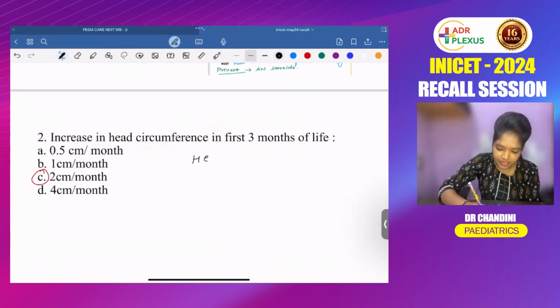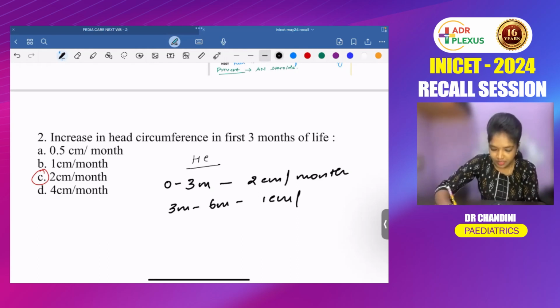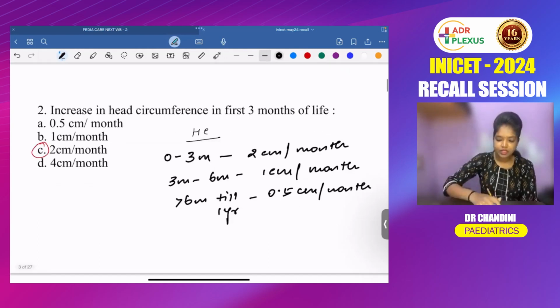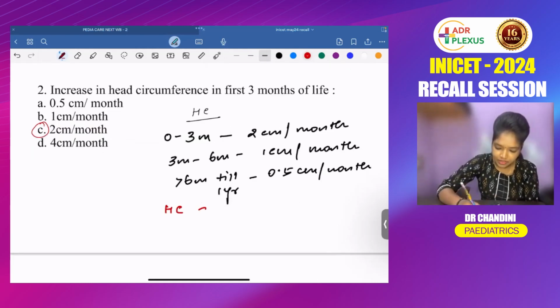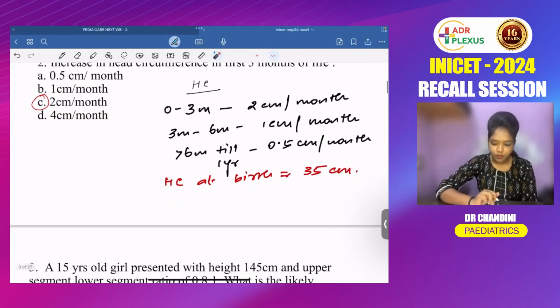Okay. So looking at the head circumference, in the first 3 months, the increase is 2 centimeter per month. In 3 months to 6 months, the increase is 1 centimeter per month. More than 6 months till 1 year, the increase is 0.5 centimeter per month. What is the normal head circumference at birth? The normal head circumference at birth is approximately around 35 centimeters. So the answer to this question is 2 centimeters per month. Going to the third question.